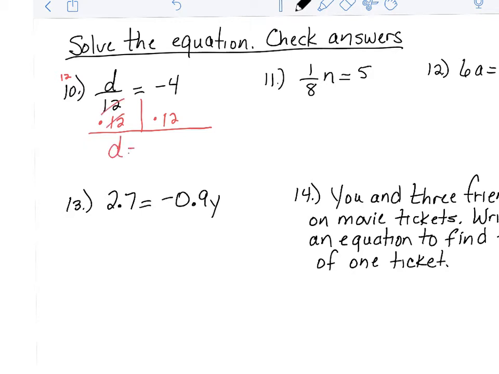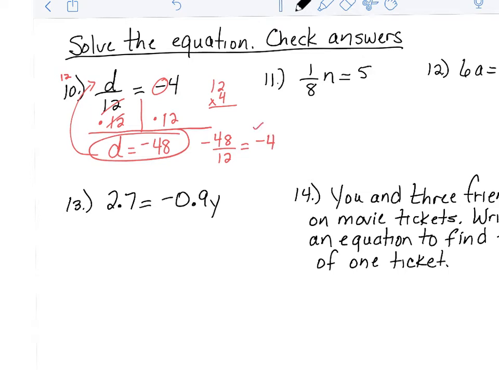Okay, so D is equal to a negative times a positive is a negative. 12 times 4 is... Yep. How do we know if we're right? We're going to check them. Plug it right back in there. Negative 48 divided by 12. Caden, what's negative 48 divided by 12? Is that what we wanted?